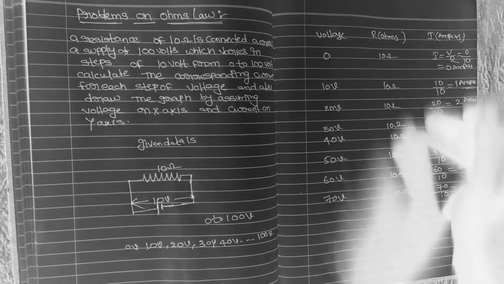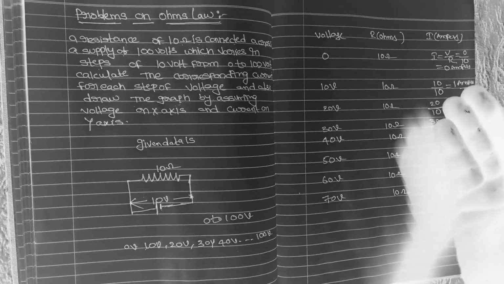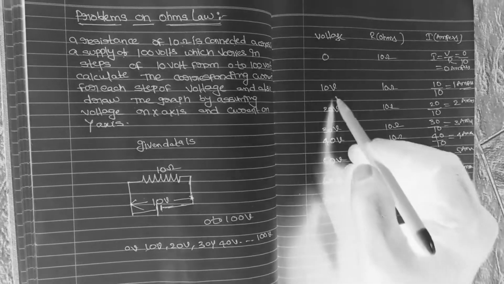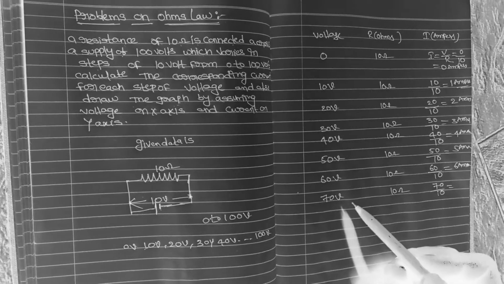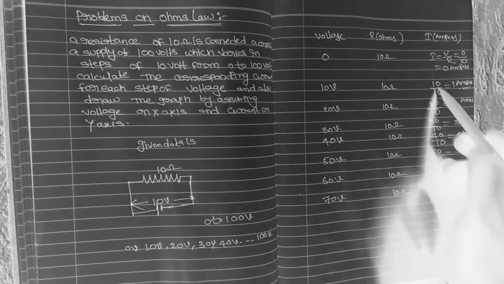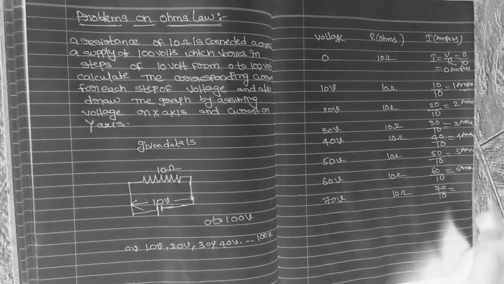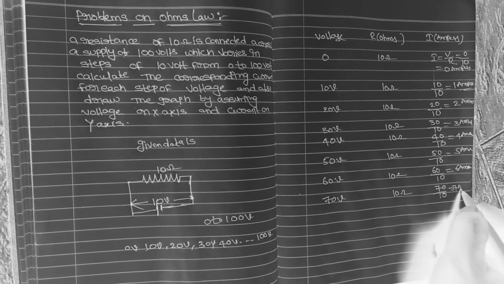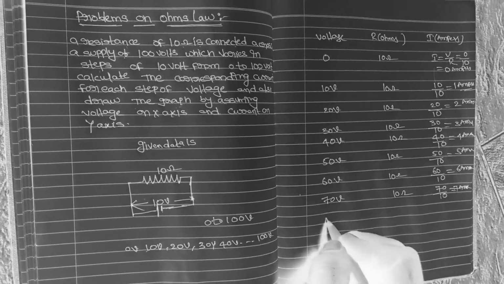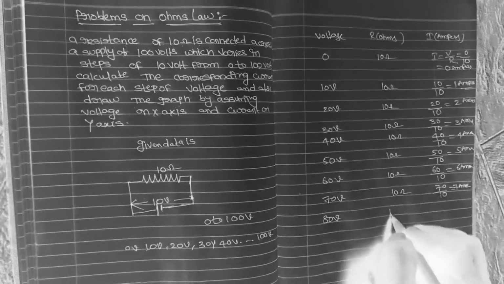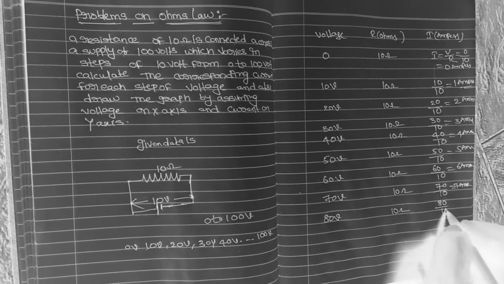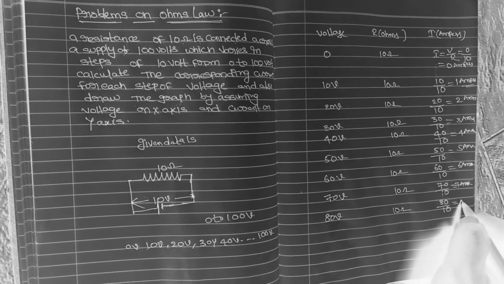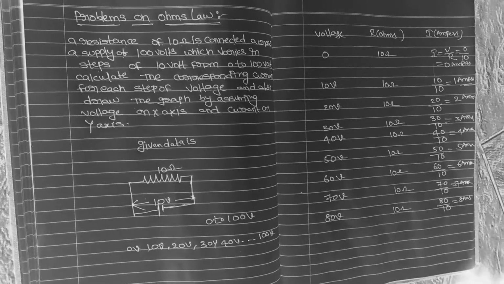So like this we have to calculate the total current at the different types of voltage ratings. So that is given as 7 amperes here also. At 80 volts, here also resistance is 10 ohms, so that is given as 80 by 10, that is given as 8 amperes.